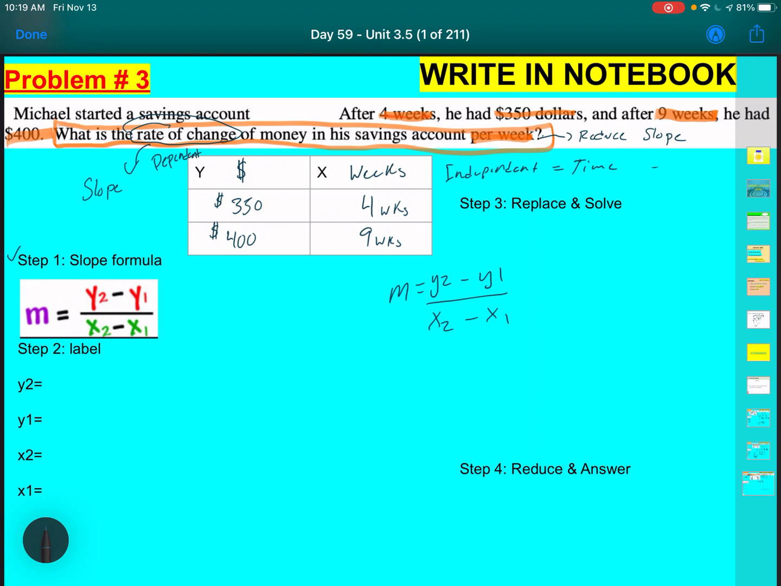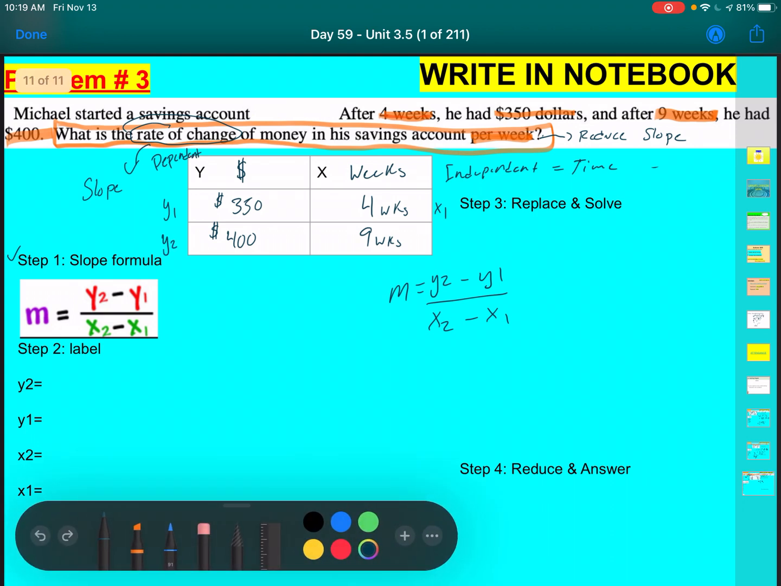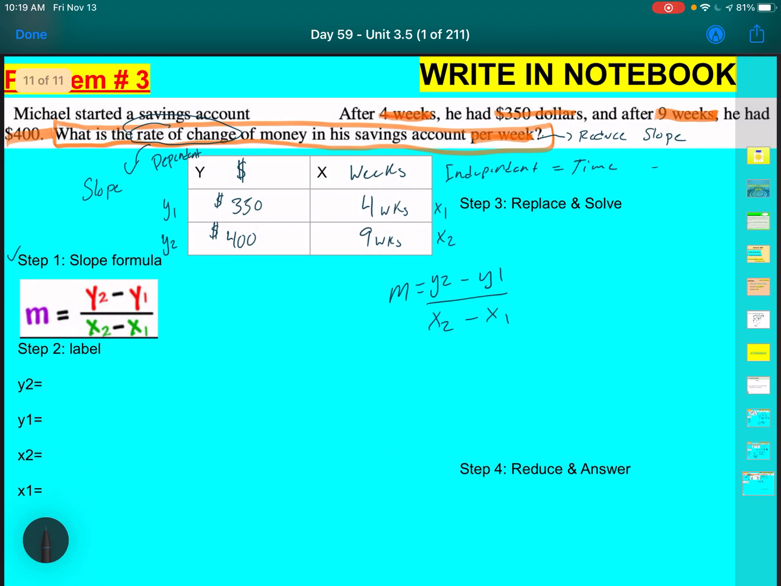And now I'm going to go through and just label out my points. y1, x1. Again, those are just labels telling us that that's the first x and the first y that we see. And then y2, and then x2. Okay, again, those are labels for the second set of coordinates that we have. So my y2 was $400. My y1 was $350. My x2 was 9 weeks. And my x1 was 4 weeks.